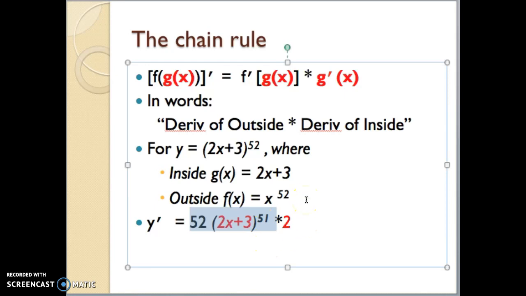Because we had the function raised to the 52nd, and if it was just an x on the inside, then the derivative would be 52 x to the 51. It just happens to be that here it's evaluated at the function g. And then we still have to make sure that we multiply it by the derivative of the inside function.